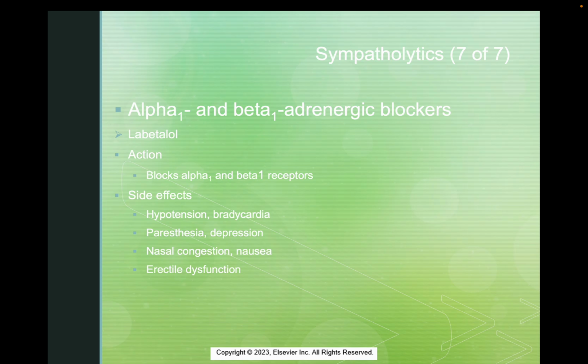Large doses of this can also block your beta-2 receptor. So a side effect of this could potentially be increasing your airway resistance. Patients who have severe asthma should not take large doses of metoprolol. So it's very contraindicated in patients who have asthma. Hypotension, bradycardia, paresthesia, depression, nasal congestion, nausea, and erectile dysfunction are all side effects of this.